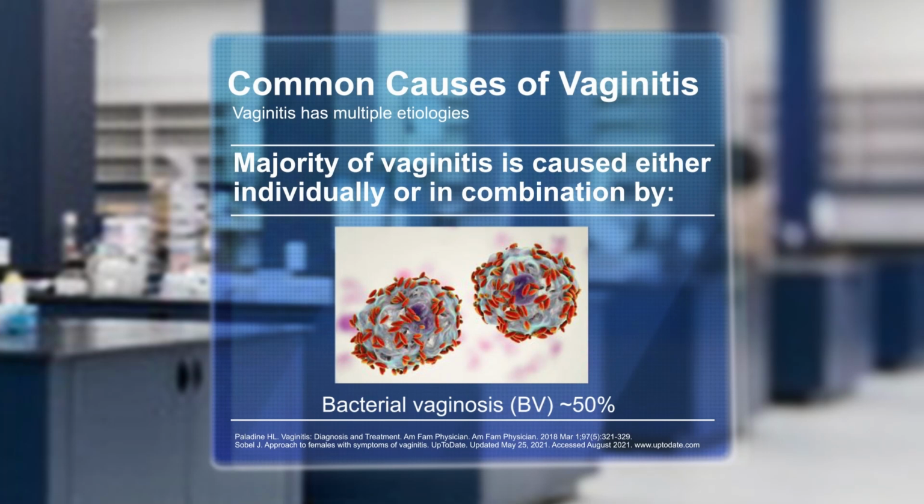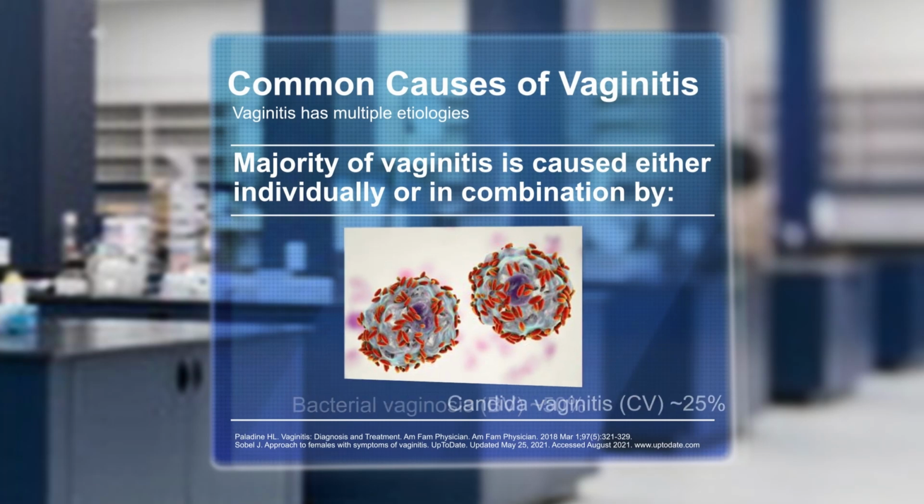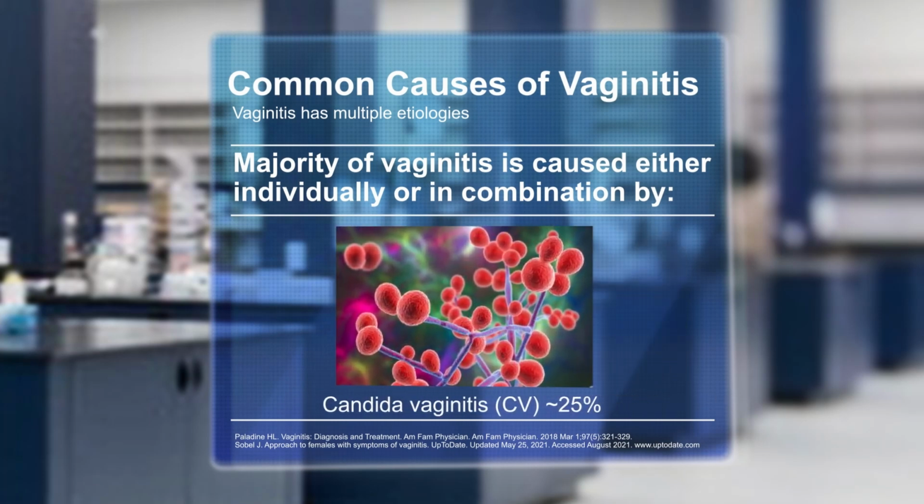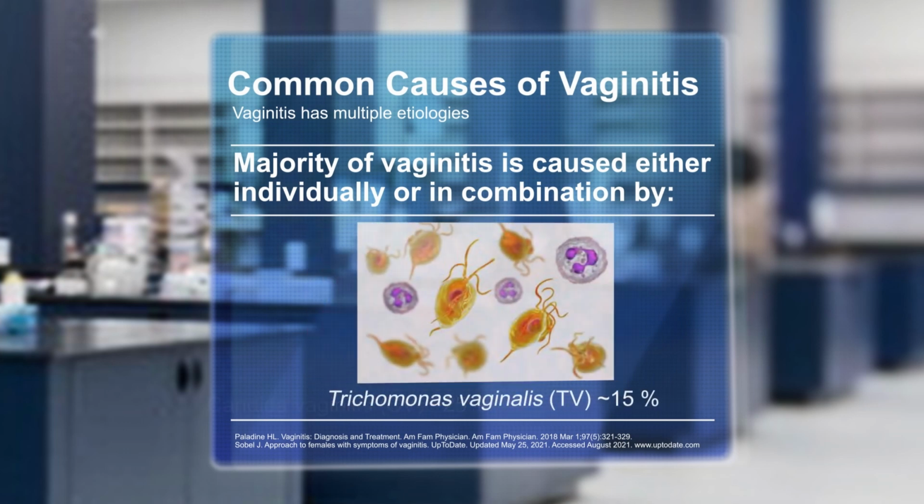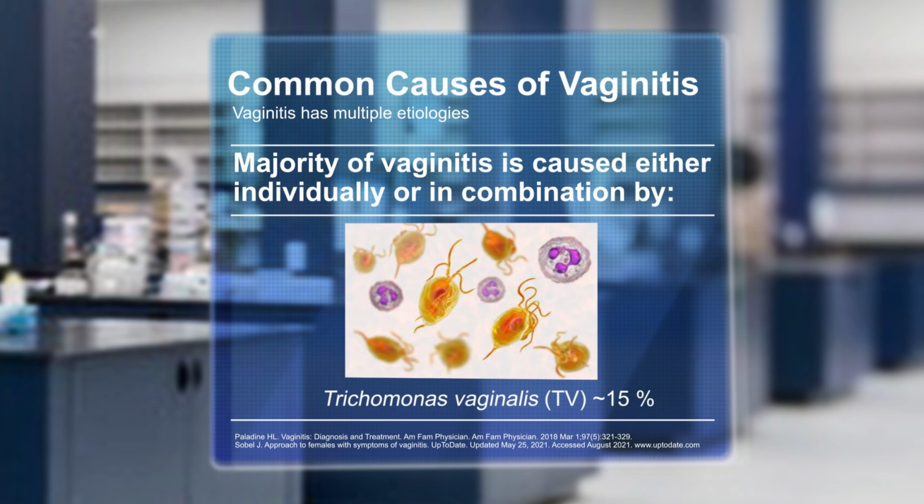Of the three major players, bacterial vaginosis is the most common, with about 50% of cases, followed by candida vaginitis, accounting for approximately 25% of cases, and trichomoniasis in 15% of cases. These can be single infections or mixed infections, and in some individuals, there may be more than one infection present, including other STIs such as chlamydia, gonorrhea, or mycoplasma.